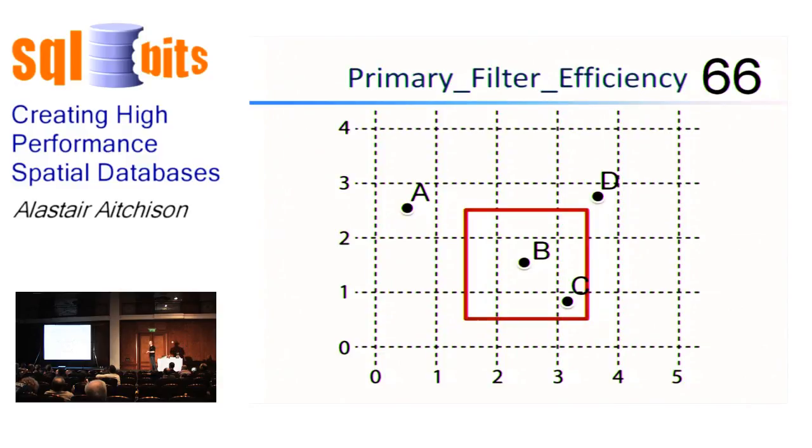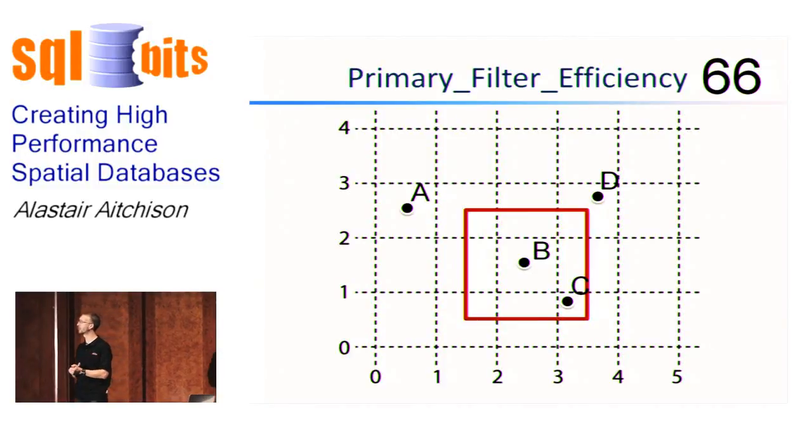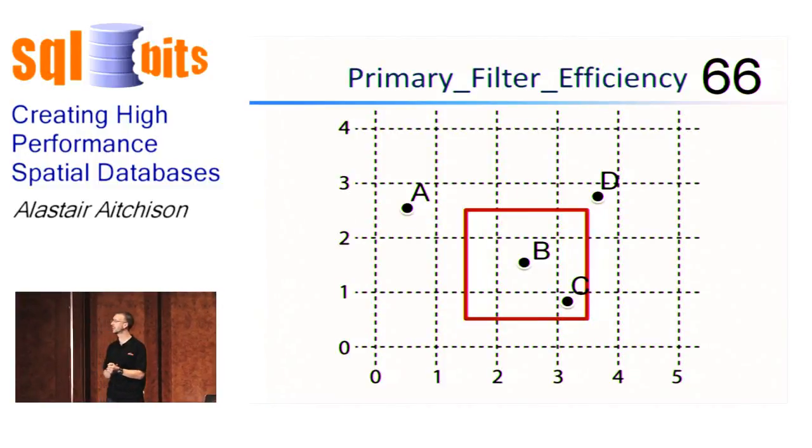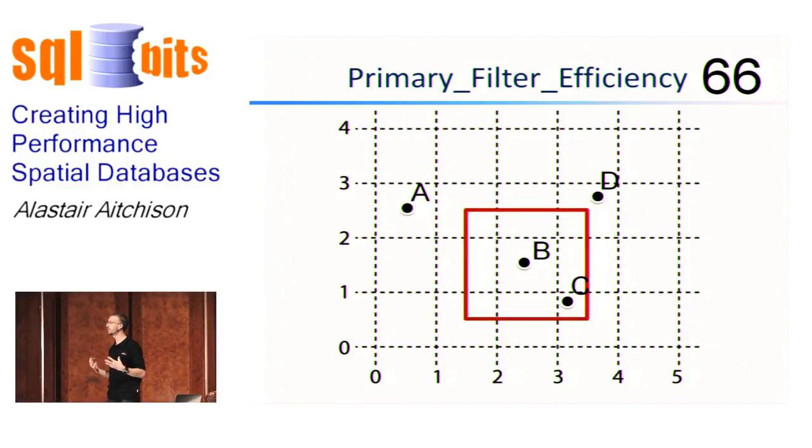When we come to measure how good the primary filter is being, there's 2 efficiency measures we use. The first is called the primary filter efficiency. That's a measure of the number of rows selected by the primary filter, how many of them ended up being correct, essentially. So the primary filter selected B, C and D, and of those B and C were correct. So our primary filter efficiency in this case was 66%.